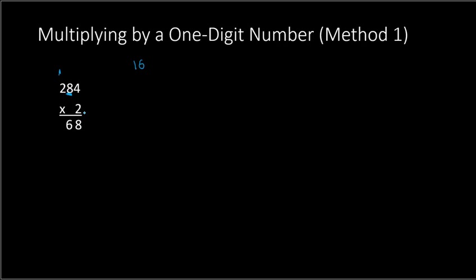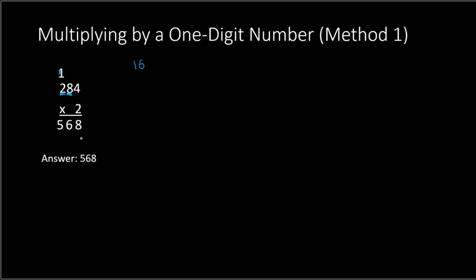So now we take the 2 and multiply it by this 2 right here. 2 times 2 gives you 4, and then you add the 1. So 2 times 2 plus that 1 that we carried would give you 5. 2 times 2 is 4 plus 1 is 5. So the answer, put it all together, is 568. And that's all you do.